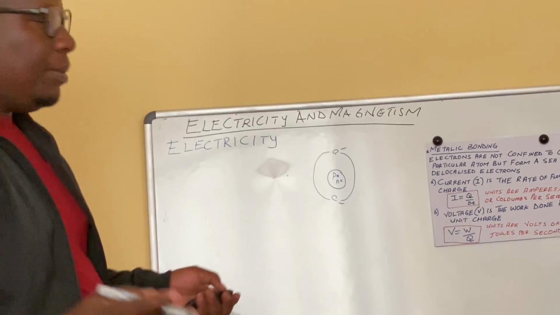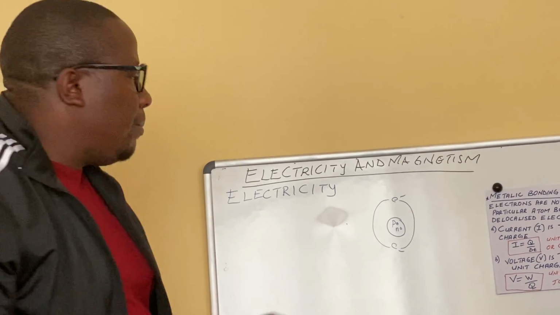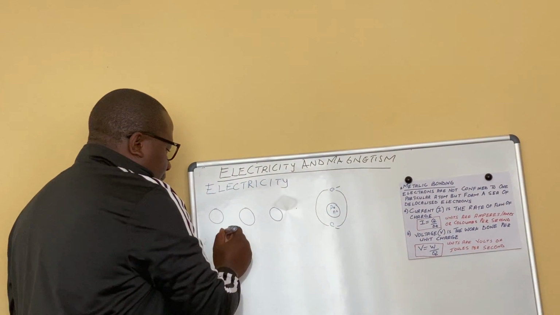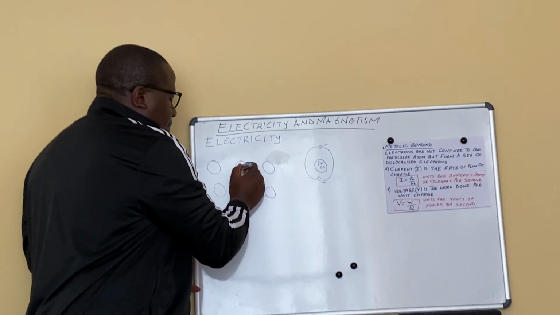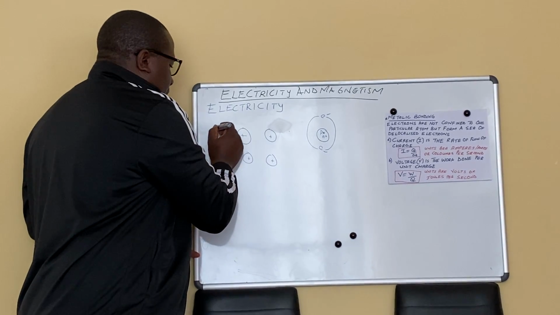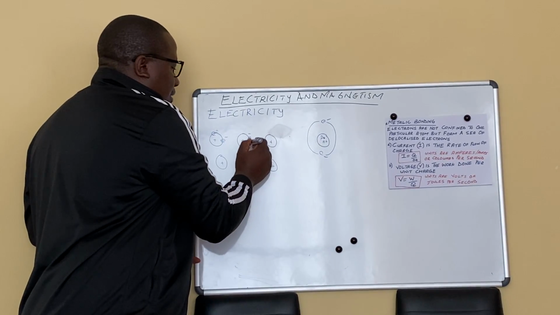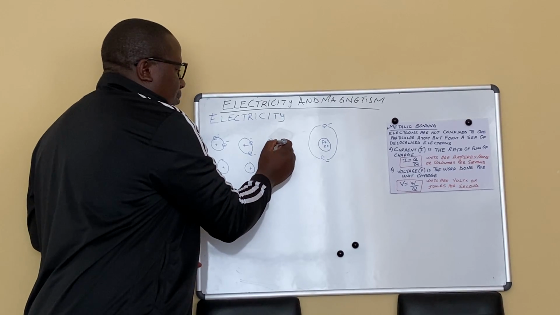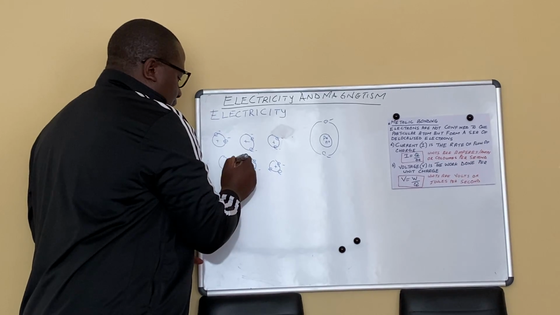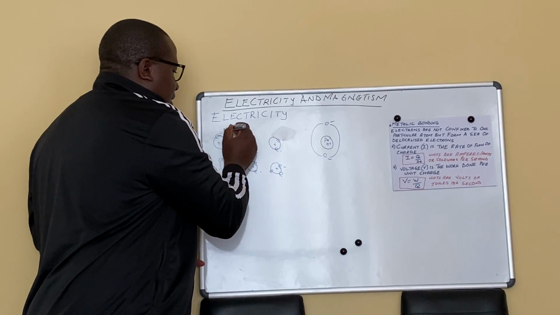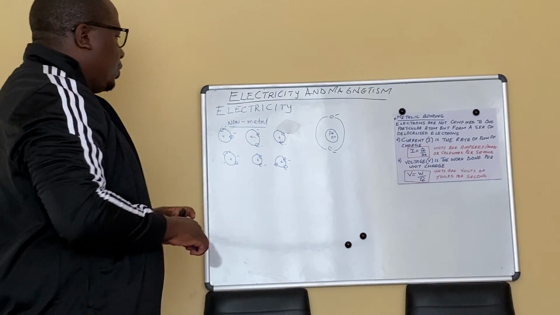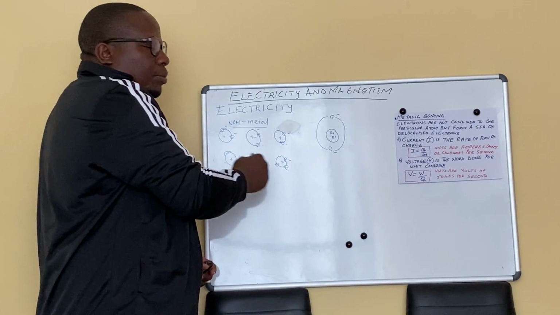So in an ordinary material, like maybe plastic or rubber, which is a non-metal, we have atoms like this. And then this is the positively charged nucleus. And then each atom has electrons that are revolving around it. This is just a simplified diagram so that you can understand what we are saying here. So this represents a non-metal.